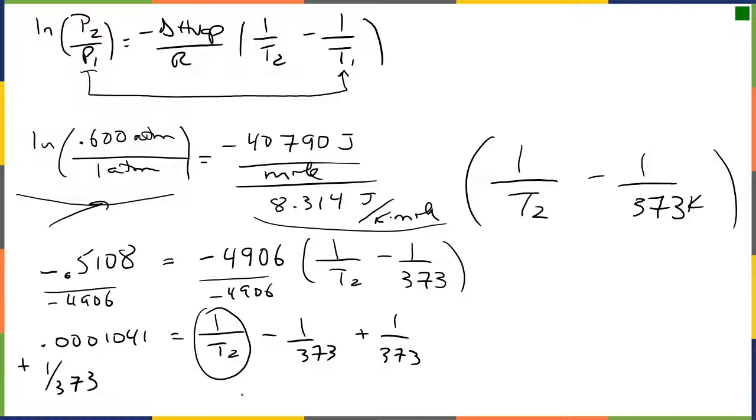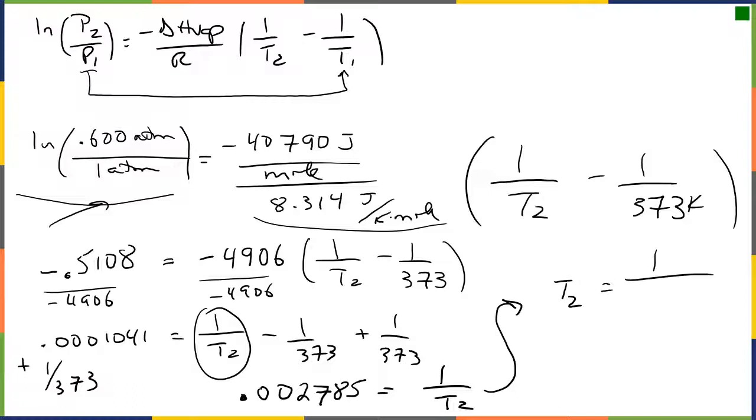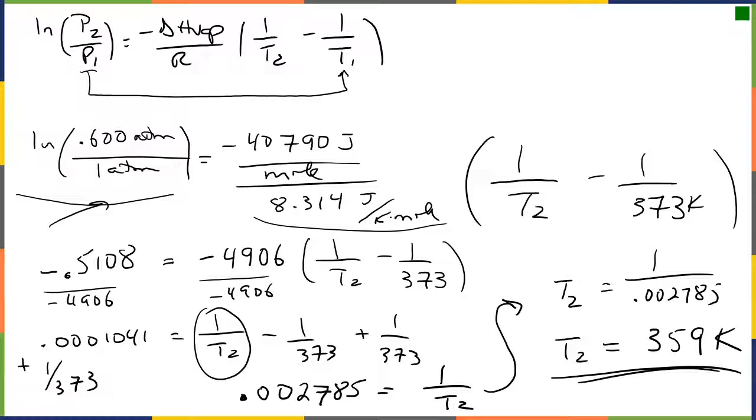And when we do that, we're going to have 0.002785 equal to 1 over T2. All right, last step. Our last step is we're going to have to get T2 in the numerator. So T2 is going to equal 1 over 0.002785, and that's going to equal 359 kelvins.